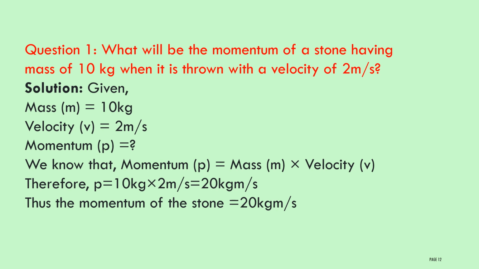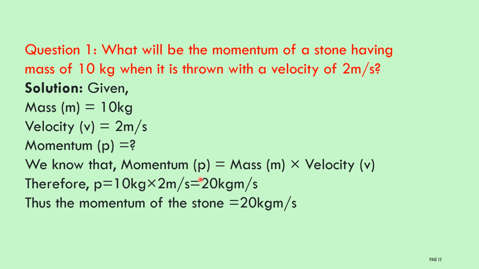Let us solve some numerical problems here. Question number 1. What will be the momentum of a stone having a mass of 10 kg when it is thrown with a velocity of 2 meter per second? Here they are given mass 10 kg and velocity 2 meter per second. Then you have to calculate the momentum. Therefore, mass is 10 kg, velocity 2 meter per second, and you have to calculate the momentum.